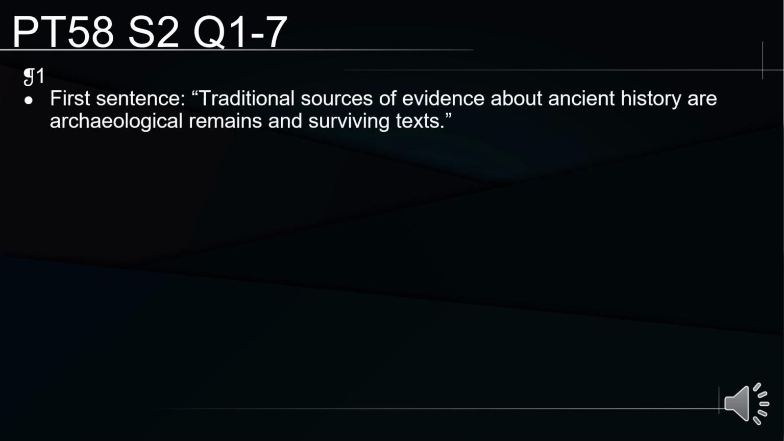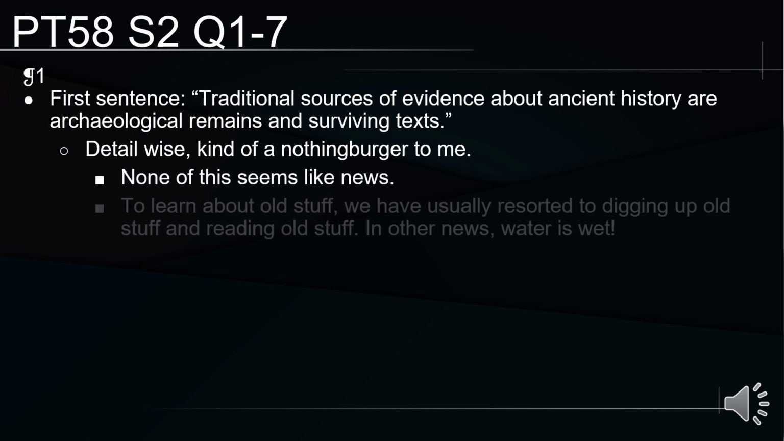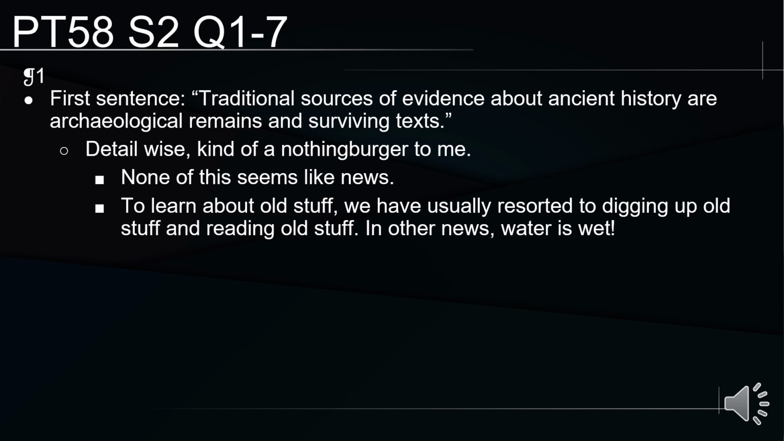So the first passage of PT 58, section 2, starting with paragraph number 1, the first sentence. "Traditional sources of evidence about ancient history are archaeological remains and surviving texts." Detail-wise, this is kind of a nothing burger to me. None of this seems like news. To learn about old stuff, we have usually resorted to digging up old stuff and reading old stuff. And in other news, water is wet. Like, I don't really know why anybody would care enough to write about this.